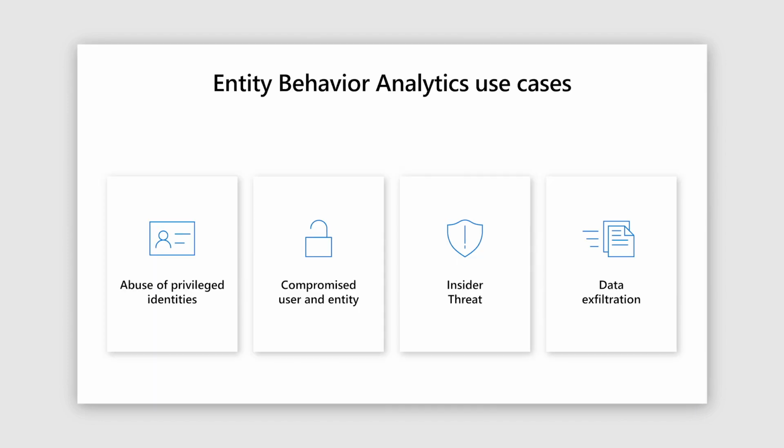Behavior analytics and user profiling is meant to handle the following use cases. Abuse of privileged identities. Identify users with high impact on their environment and profile them accordingly. The second one is compromised user and entity. Attacker will gain access to a user account and start working his way throughout the attack kill chain, which deviates from the user profile. Insider threat and data exfiltration talks about rogue or disgruntled employees who start to collect sensitive information and exfiltrate it outside of the organization.